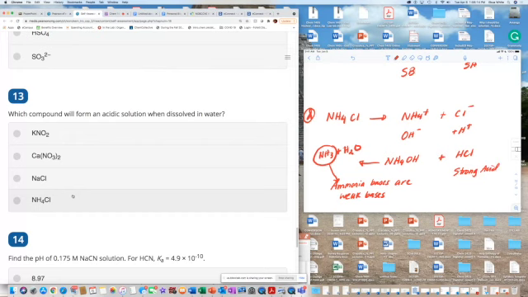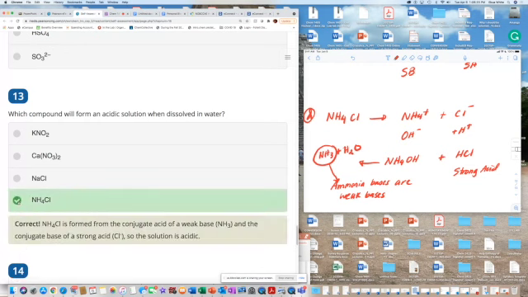I mean, by virtue of logic, since the first 3 were incorrect, the correct answer would have to be this one here, right? So ammonia bases are weak bases. Even if you add the OH here, this tends to break down. We learned this in 1411, that ammonium hydroxide is not very stable. It tends to break down to form NH3 and water. So what they're doing here is NH4 is formed from the conjugate acid of a weak base NH3 and the conjugate base of a strong acid Cl, so the solution is acidic.